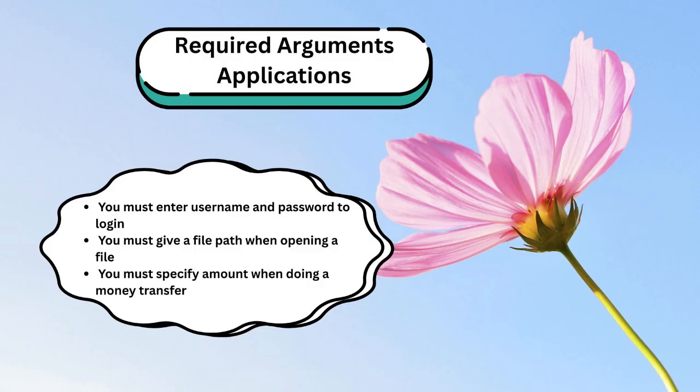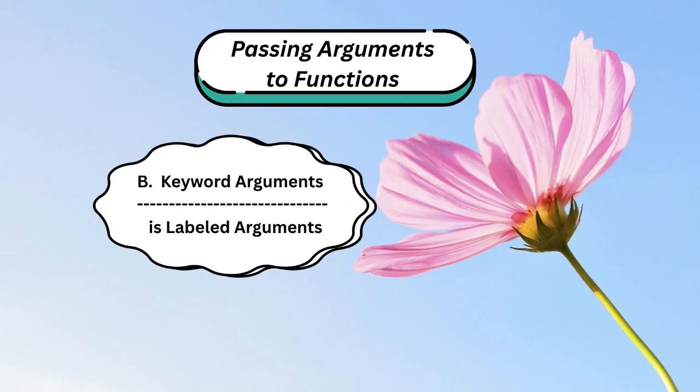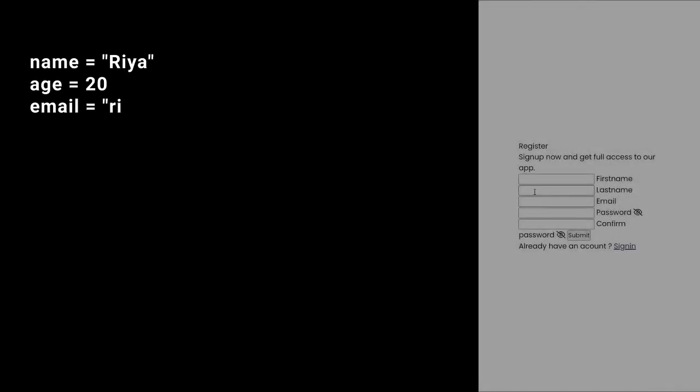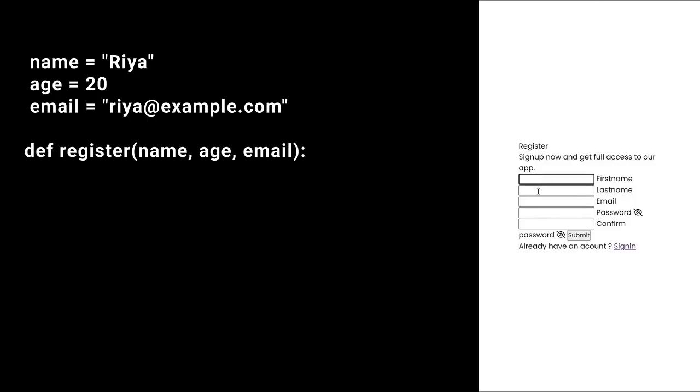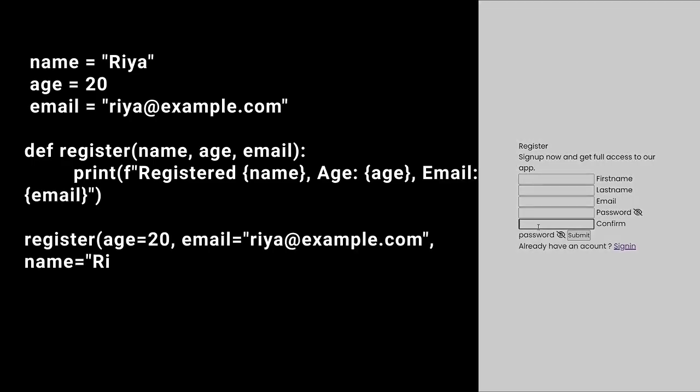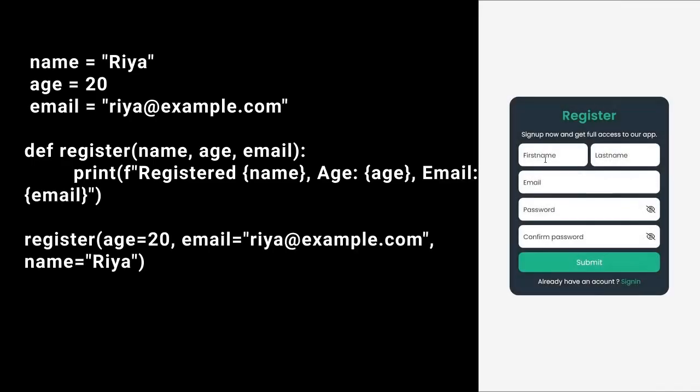Next one is keyword arguments. Keyword arguments let you pass values to a function by explicitly naming the parameters. So order doesn't matter, like filling out an online application. You don't fill in values in a strict order. Instead, each field has a label. Example: name Ria, age 20, email ria@example.com.